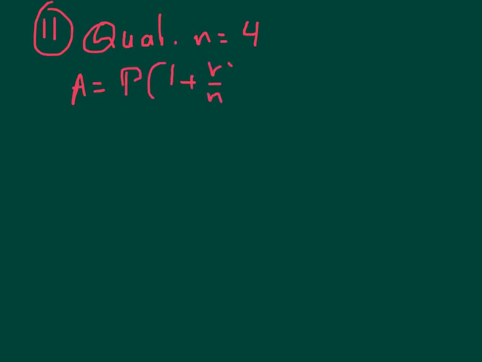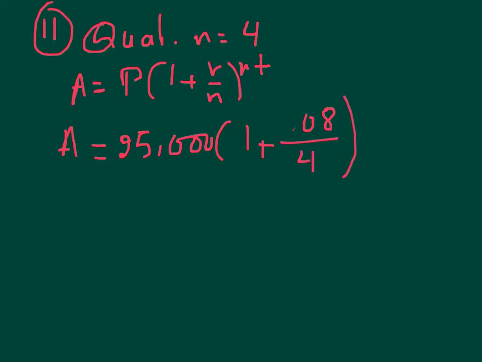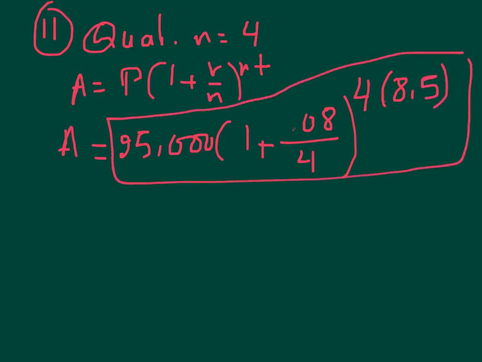Number 11, again, is a compounded quarterly formula. So that means n is equal to 4. Again, the formula is A = P times (1 + r/n)^(nt). So we're starting out with $25,000, and 1 plus r, the rate is 0.08 divided by 4, and this is to the 4 times 8.5. Go ahead and use all of this on the calculator, and be careful and learn how to use your calculator. And I got 49016.9.